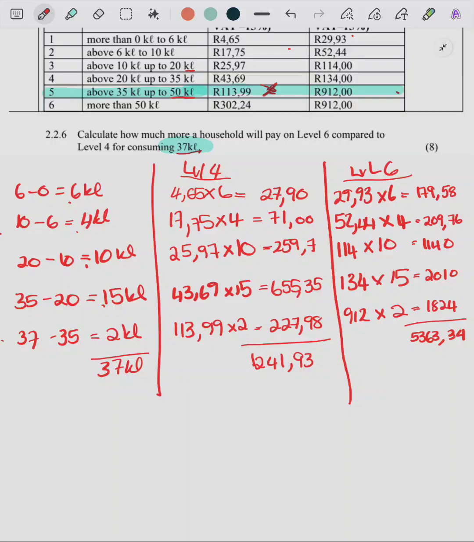Now the question says how much more will they pay on level 6 compared to level 4. So that means we need to know how much more is this 5,300 than the 1,200. And to work that out, we just subtract them. So we're going to say 5363,34, level 6, minus level 4. And that will give me my final answer of 4121,14.